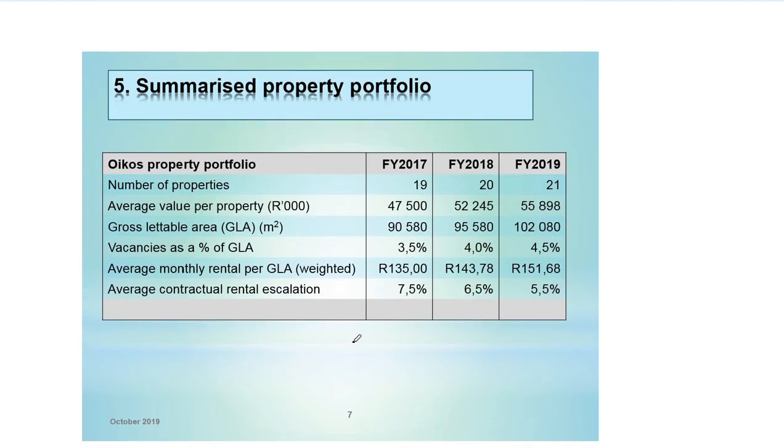And then when we move to number 5, you're told about the summarized property portfolio. And here you are given information about the number of properties, average value per property, gross lettable area, vacancies, average monthly rentals, as well as average contractual rental escalation. So what do you do when you find information like this? Start calculating the ratios. And the ratios you're going to be calculating, it's only when you're looking at the increase.